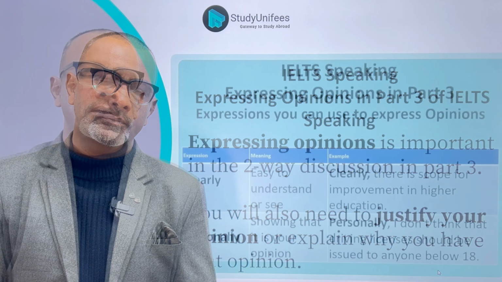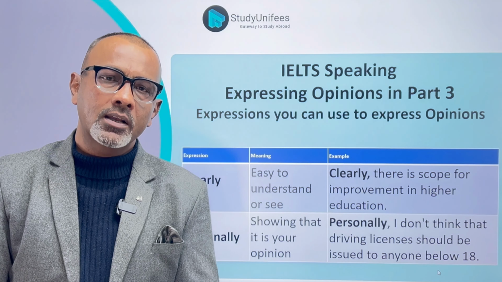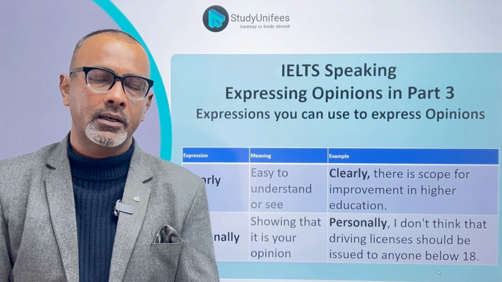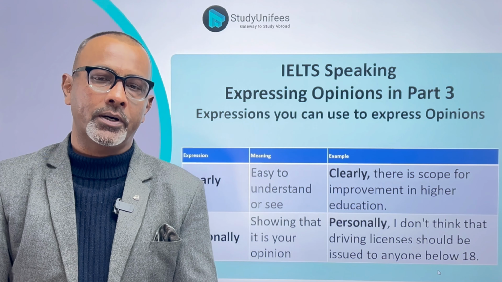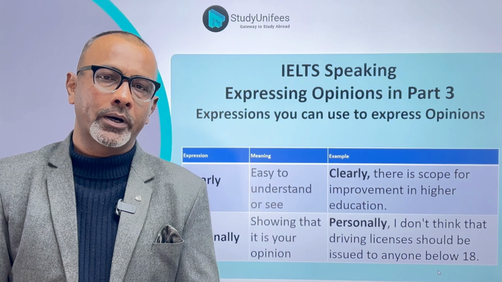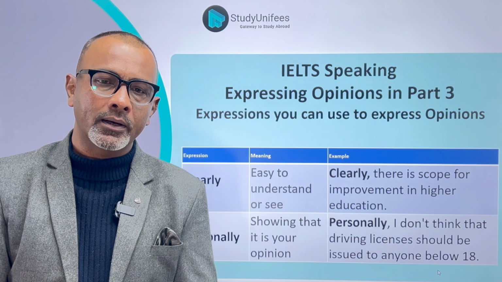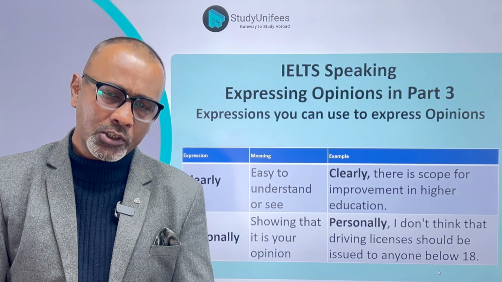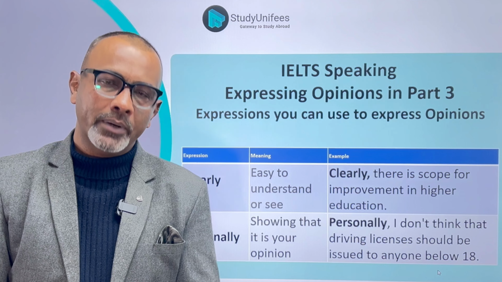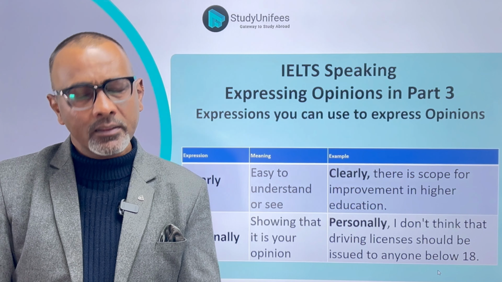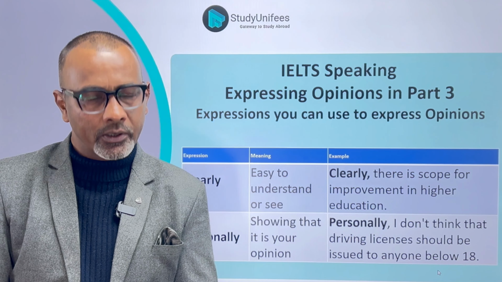First, there are several signaling words. Words that signal what you're about to say is an opinion. Start expressing an opinion by using these words. One such word is clearly. Clearly is used before an opinion that is very clear, easy to understand, or widely held. Personally basically signals to the examiner that this is just your personal opinion. You don't expect other people to agree with it.